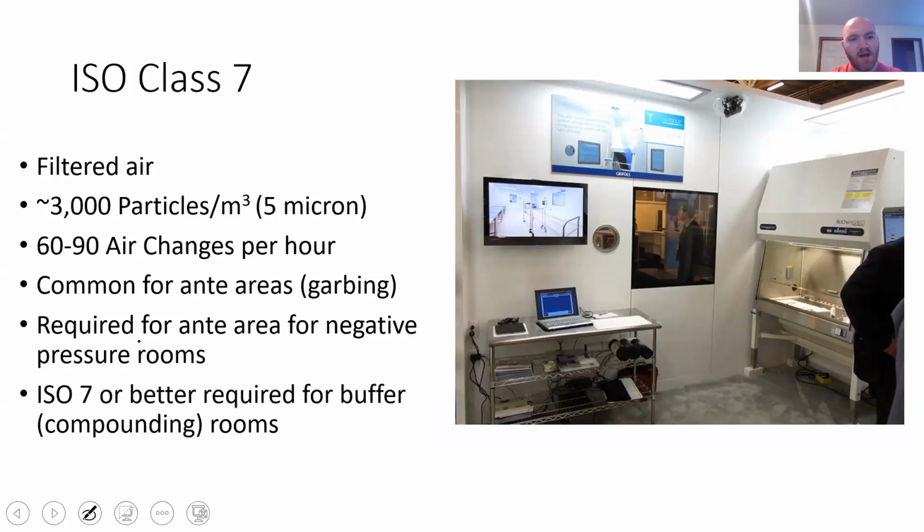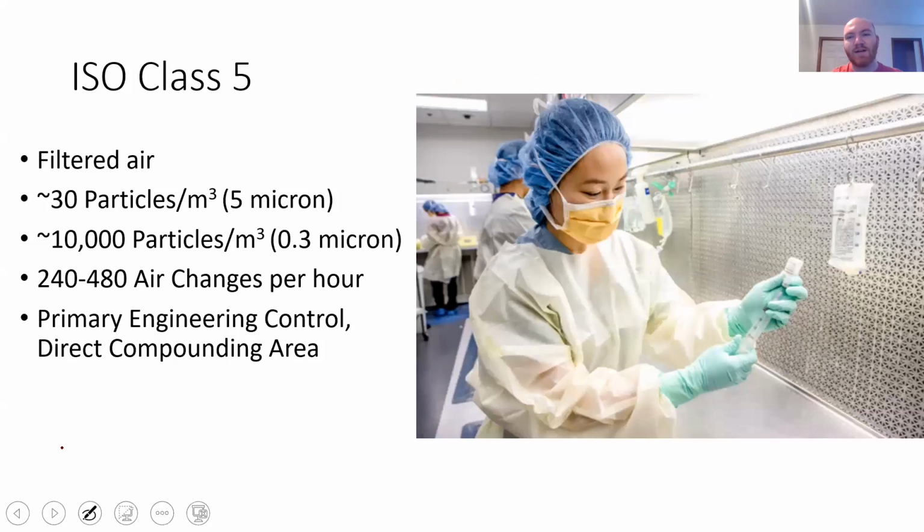So ISO 7 is your most common classification, I guess. You'll see this a lot. The main thing is you need to keep a certain amount of pressure and that kind of thing. So ISO class 5 is your actual direct compounding area, or DCA. D, C, A. You can tell it's a D because it looks pretty.